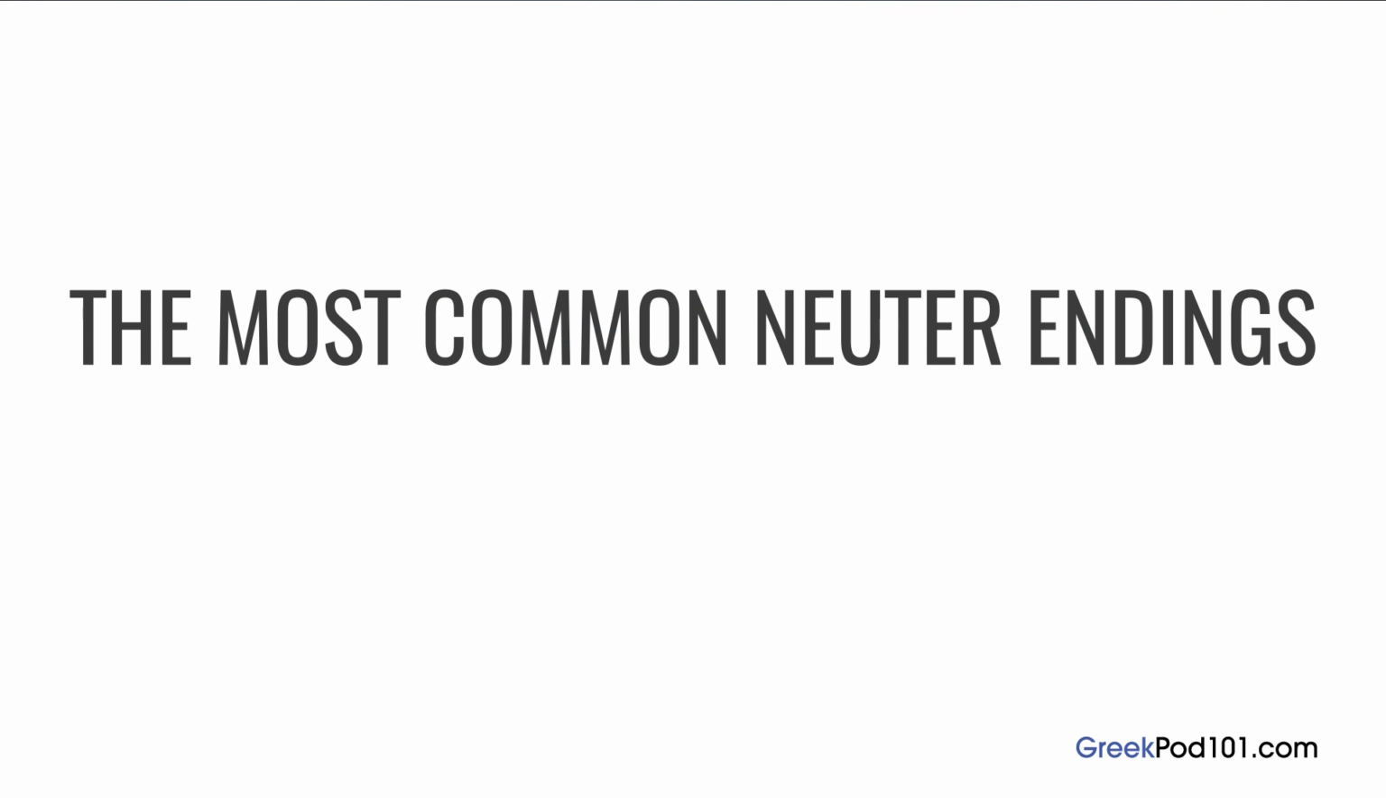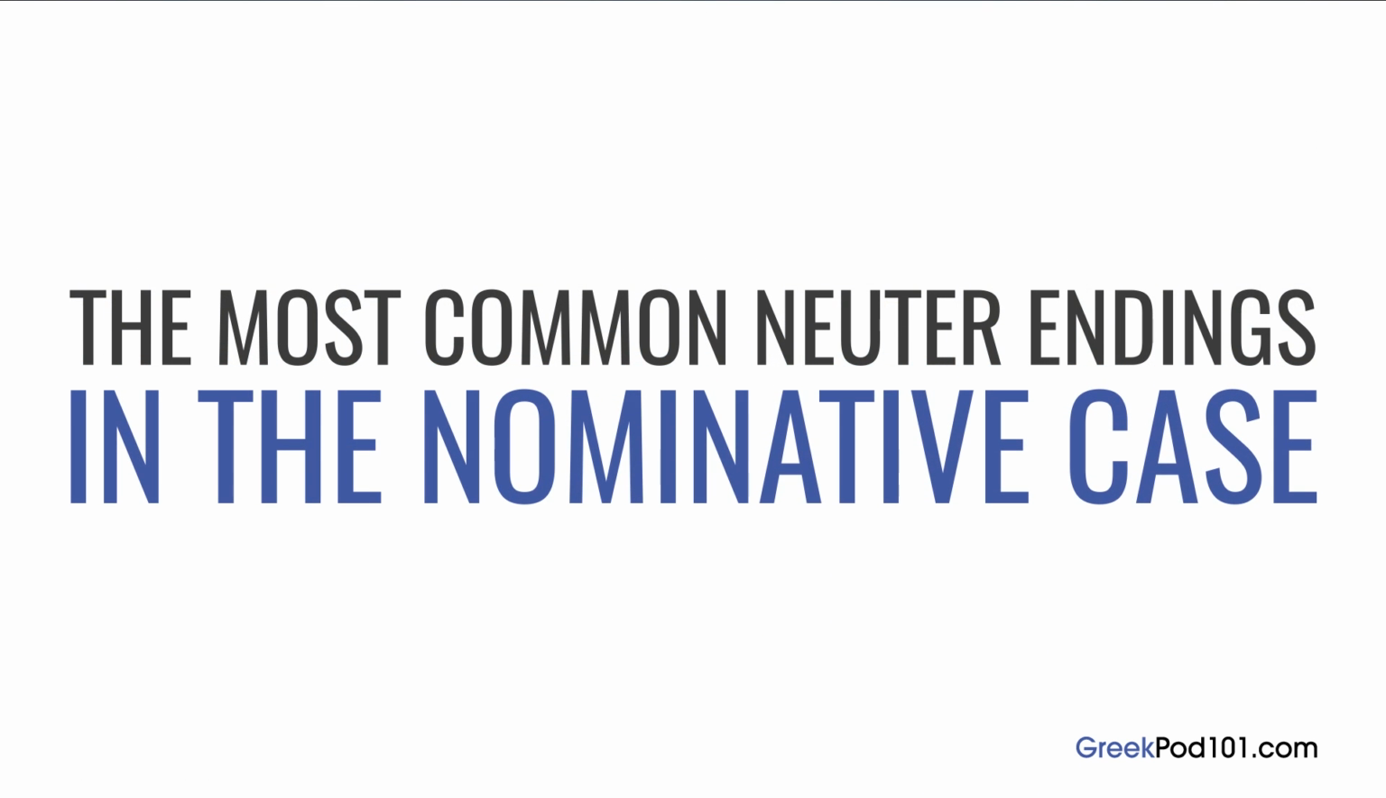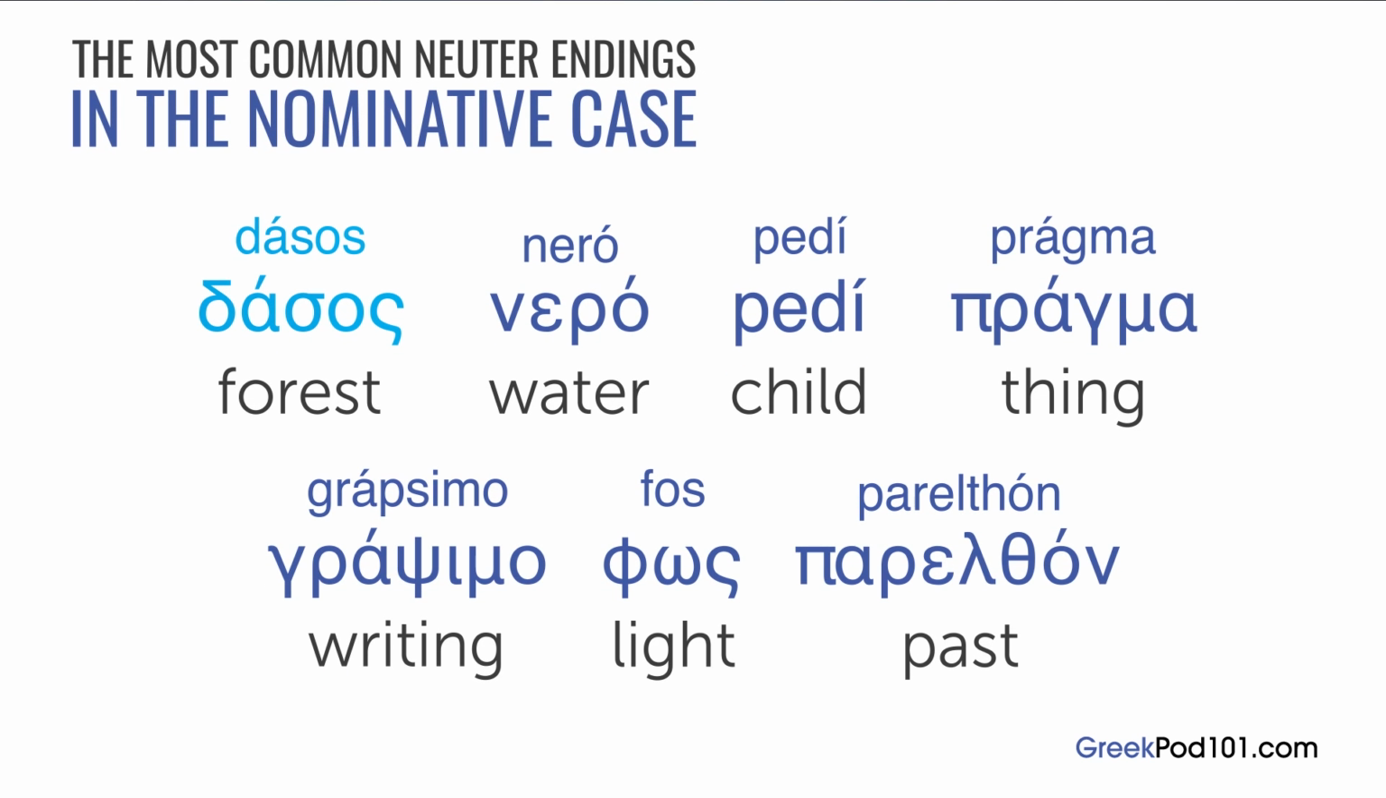The following endings are the most common neuter endings in the nominative case. Os like dasos, forest. O like nero, water. I like παιδί, child. Ma like pragma, thing. Imo like gráψιμο, writing. Sigma like phos, light. And ni like παρελθόν, past.